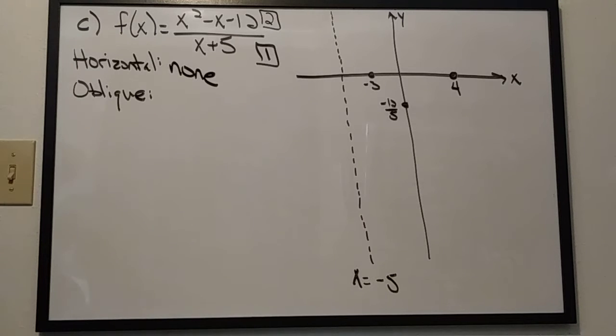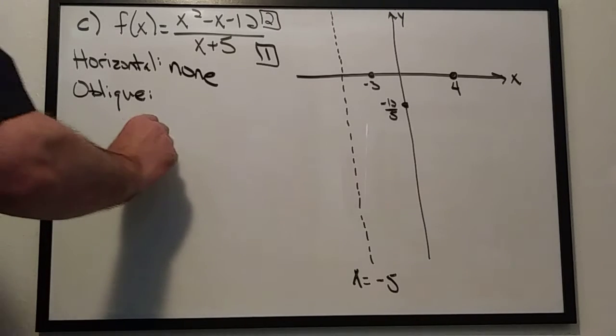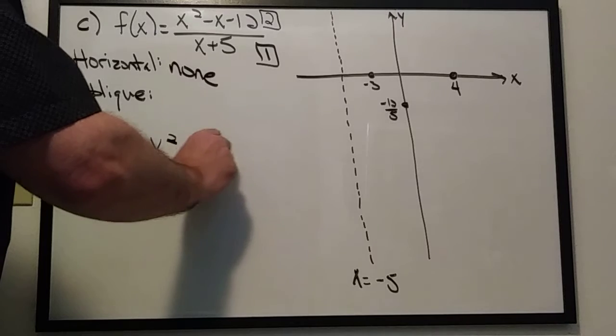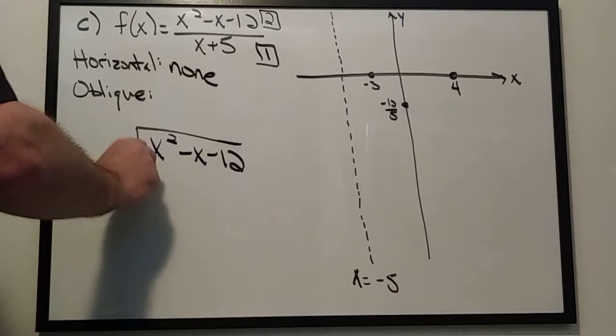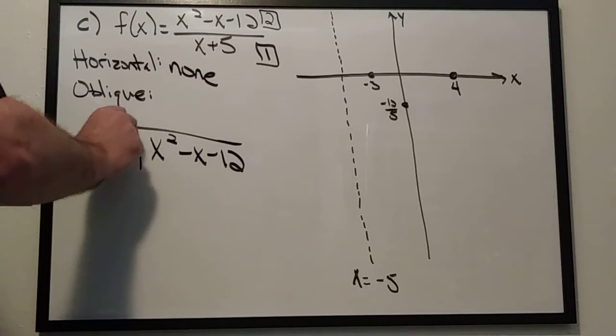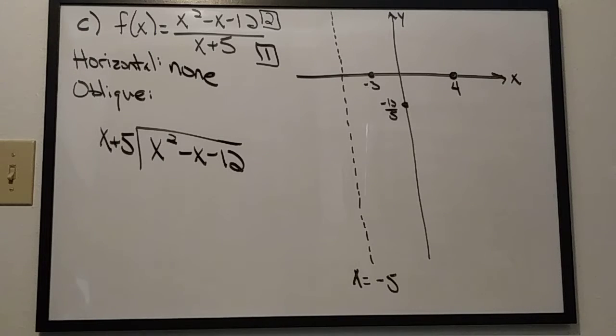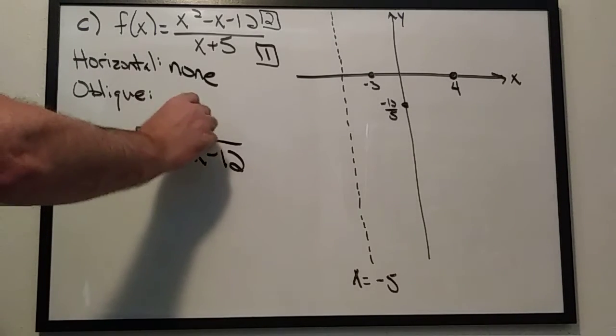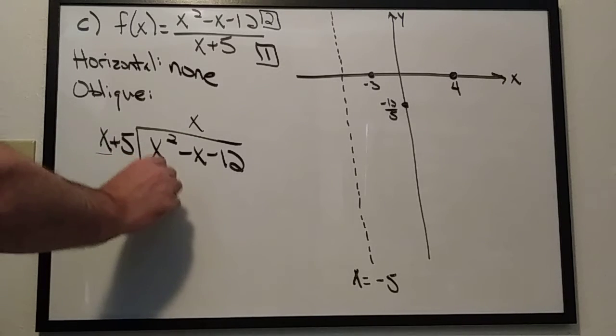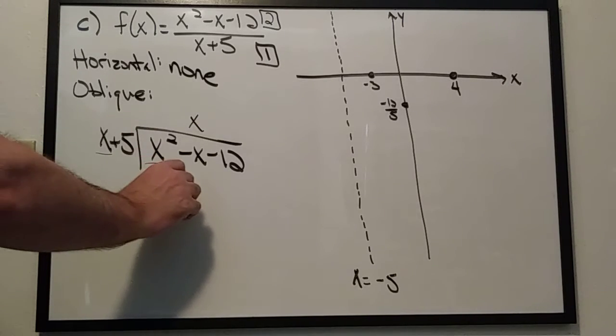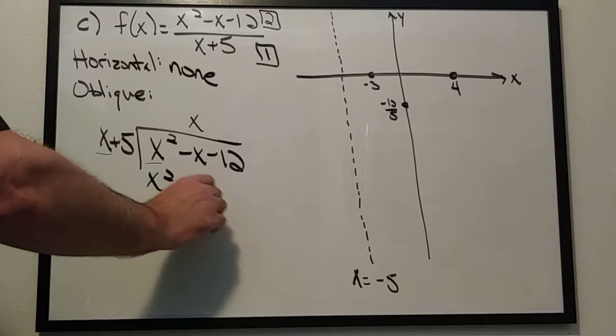So then the question is, how do we find the equation for that oblique asymptote? We saw this back in section 5.2. It's going to be polynomial long division. So we're going to have x squared minus x minus 12. We're going to divide that by x plus 5. So the first question is, how many times does x go into x squared? The answer is going to be x times. Multiply the x times the x, we're going to get x squared. Multiply the x times the positive 5, we're going to get positive 5x.